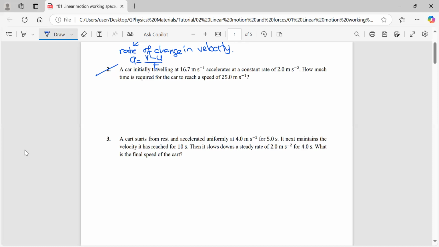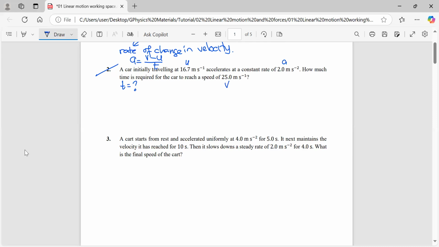A car initially traveling at 16.7 meters per second accelerates at a constant rate of 2 meters per second squared. So you can write the formula in symbols. A car initially traveling, so this is the initial speed. Accelerates at a constant rate, that's the acceleration. How much time? What we want to find is the time, so I can put a question mark. I want to find the time required for the car to reach a speed of 25.0 meters per second, which is the final speed.